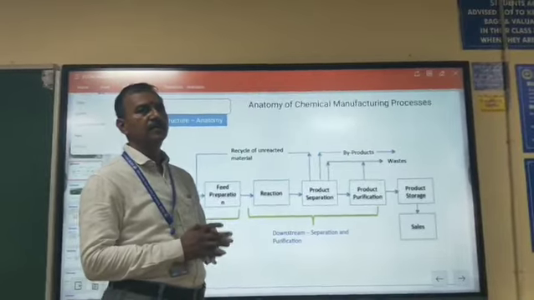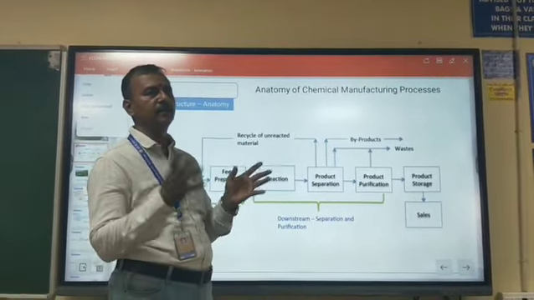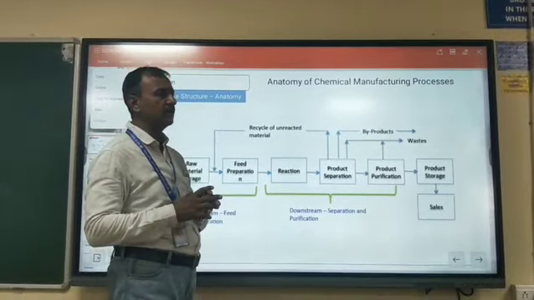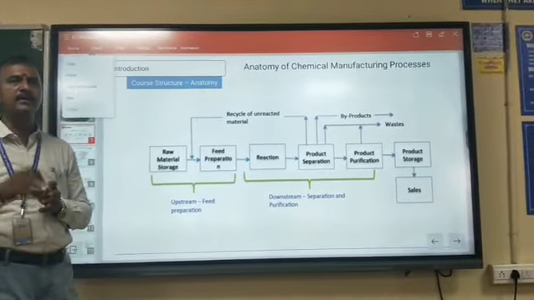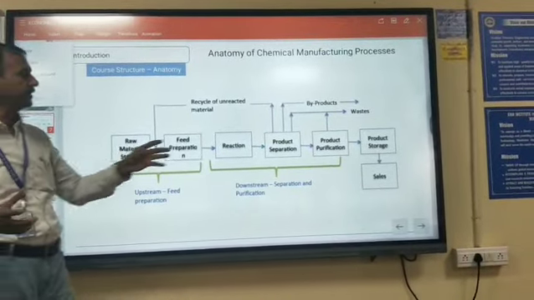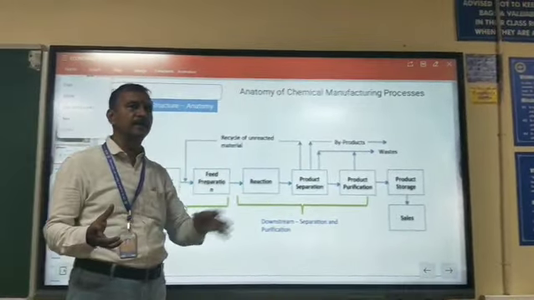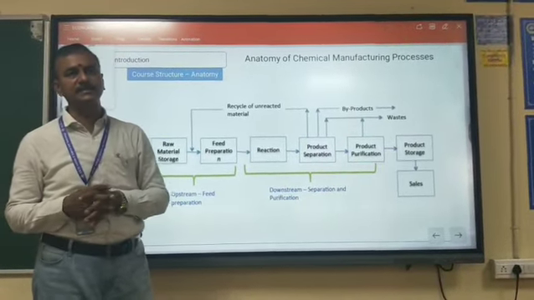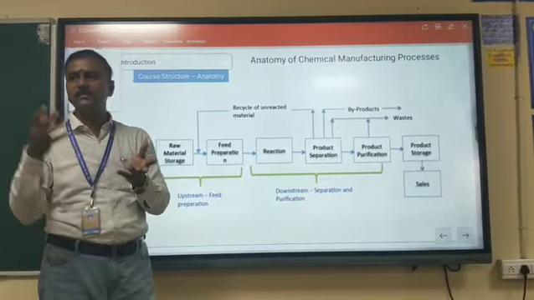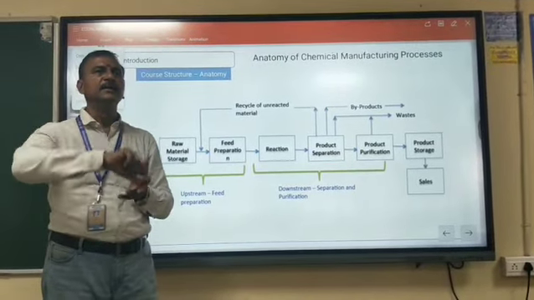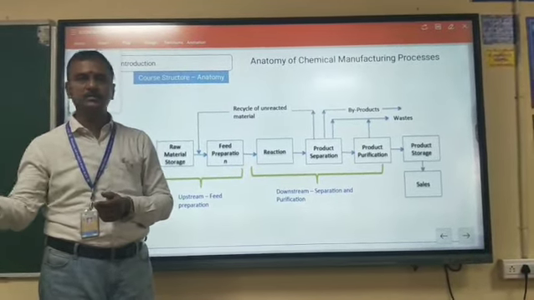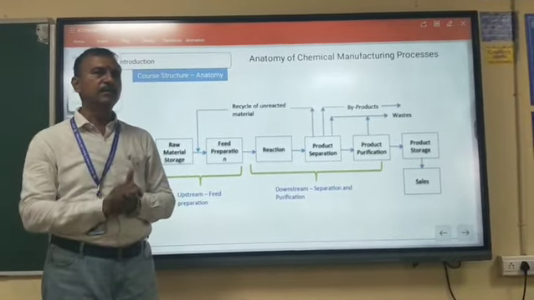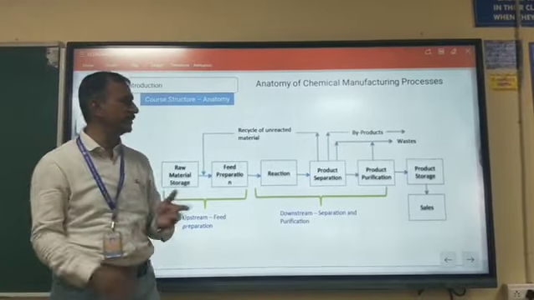For example, if I make sugar from sugar cane juice, even though my product is sugar crystals, in addition to the sugar crystals I may get some waste product like bagasse. I may get some co-product, like a byproduct, molasses. Molasses is the raw material for making liquor: beers, brandy, whiskey, all those things.